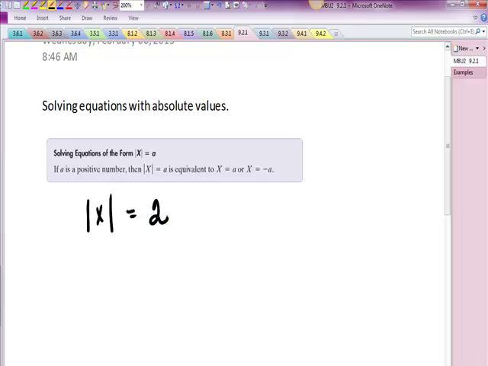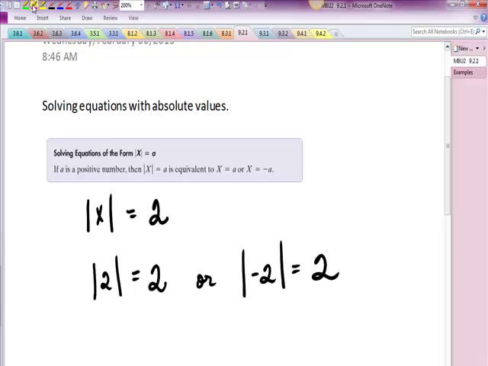well, there are two different solutions to this. Think about what could be in the place of x. Well, the absolute value of 2 is 2, but the absolute value of negative 2 is also 2. That's not showing you how to solve it. That's just letting you know that it makes some sense that what is in here either takes on the value of 2 or it takes on the value of negative 2.